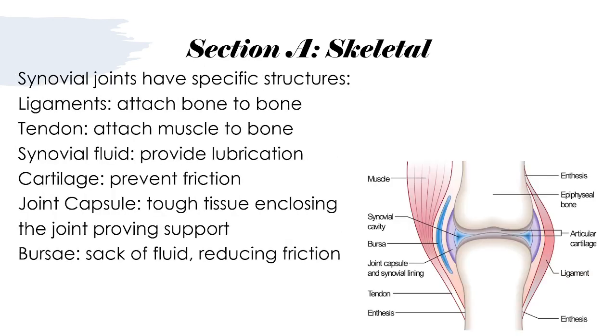Right, this is the structure of the synovial joint. So you've got the ligaments, which can be seen in the picture. They attach bone to bone. Tendons attach muscle to bone. Synovial fluid adds that lubrication in the joint, preventing friction, same as cartilage. The joint capsule is tough tissue, which encloses the joint, providing support, and the bursae is a sac of fluid, which also reduces friction. So a lot of this is reducing friction at the joint.